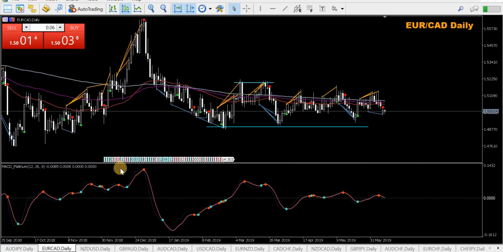Euro CAD, nothing doing, going sideways. And you can see the blue aqua lines there I've drawn. This thing's just a dog at the moment, isn't it?